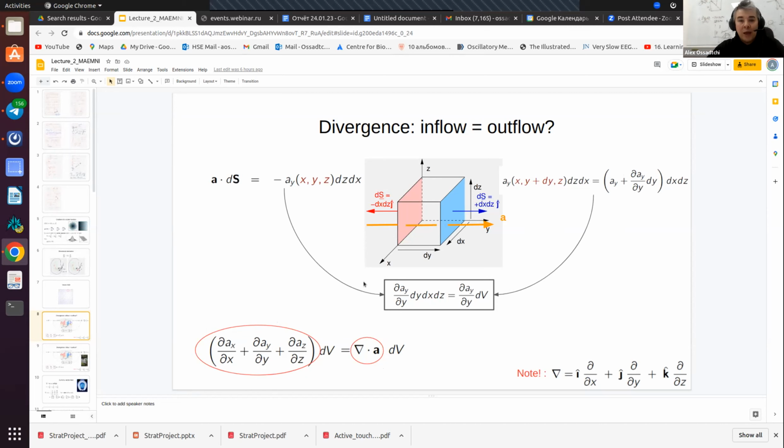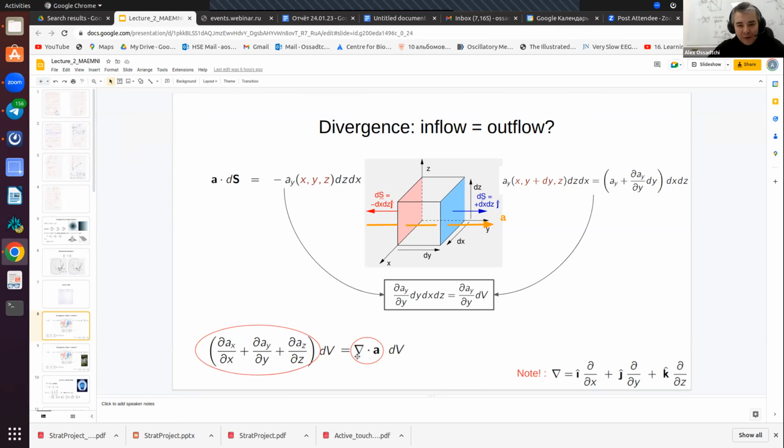And if this quantity is positive at a specific x, y, and z coordinate, then there is inflow, there is a source at this location. If it's negative, then there is a sink. And therefore we call this divergence, assuming that when it's positive it's divergence, and when it's negative it's convergence, if you will.